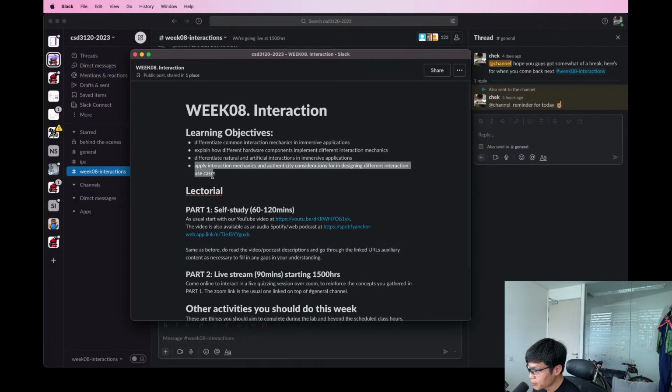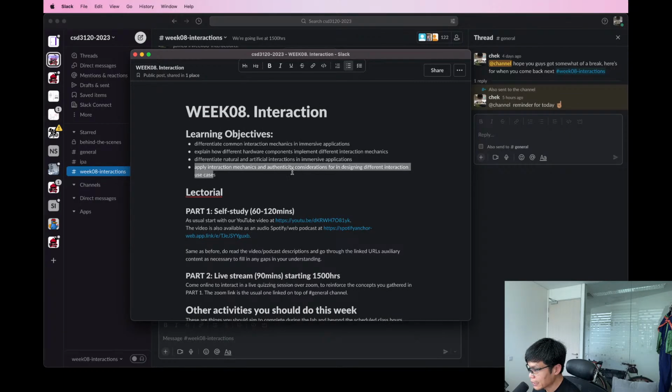Lastly, this is the application of the mechanics and authenticity. So natural and artificial interaction, I have coined this word called authenticity, interaction authenticity. And just see how you can apply it in designing your stuff.